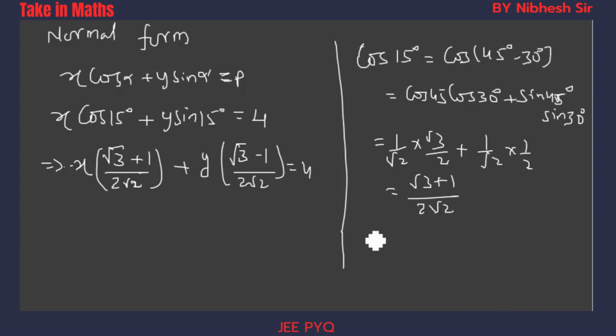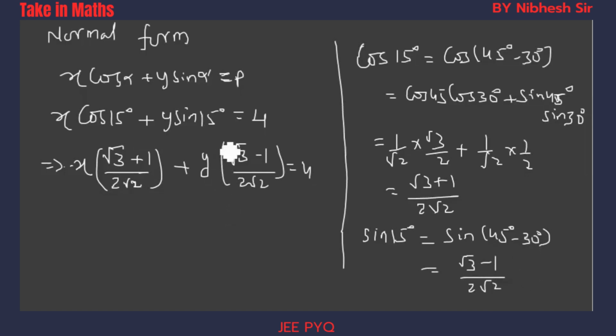And for sin 15, in the same way, you can find it as sin(45 − 30), and you can apply the sin(A − B) formula, so you will get this result, (√3 − 1)/(2√2). The sin(A − B) formula is sin A cos B minus cos A sin B.